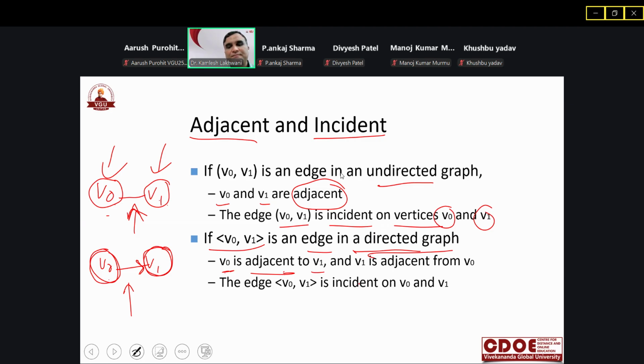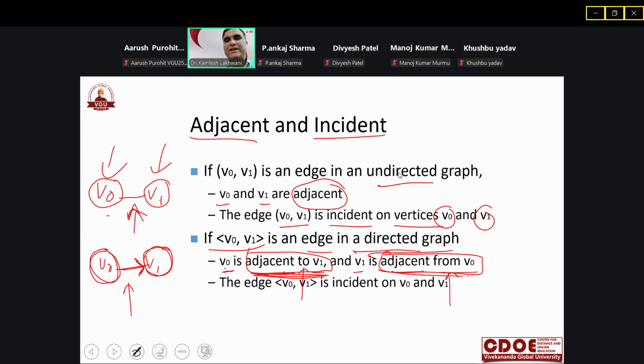And V1 is adjacent from V0. Now just remember, adjacent to V1, adjacent from V0. There is the word 'from', there is the word 'to'. What does it mean? It's showing the direction of an edge. That means the direction of the edge is from V0 to V1. It says V0 is adjacent to V1, meaning the direction of the edge is from V0 to V1.